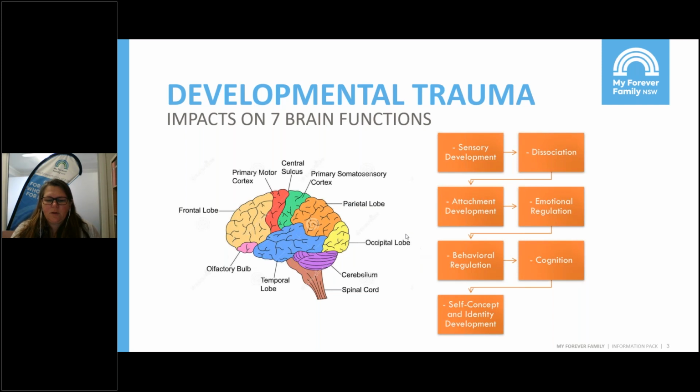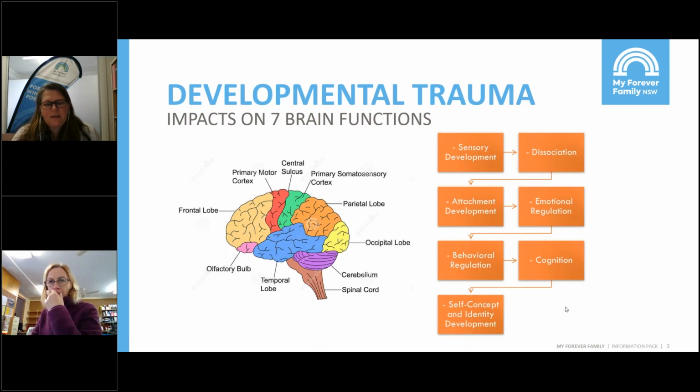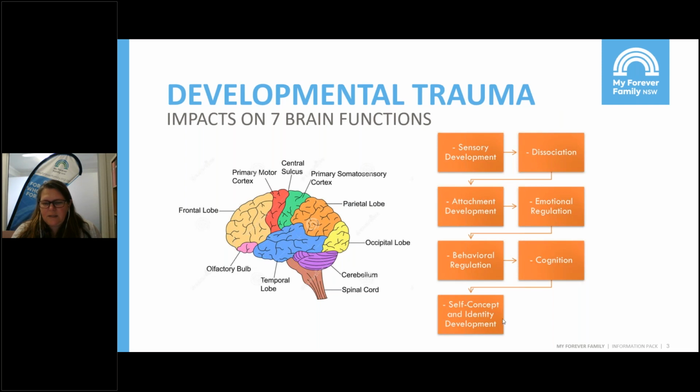Over webinars 1 and about 3, we talked about regulation and co-regulation, and there's this little flow chart here that gives you a flow of what we develop first. So from emotional regulation, we want behavioural regulation, and then we're getting right up to that cognition coming up in the top part of the brain development. And then, of course, once all of this is integrated, we're developing that self-concept and identity, which we hope our children are developing as a sense of self, and as they hit their teenage years, also the sense of identity.